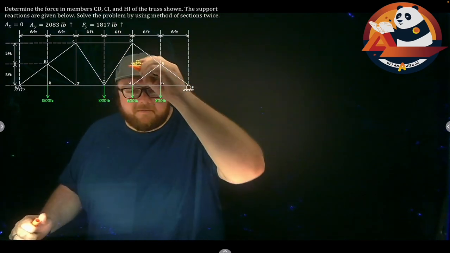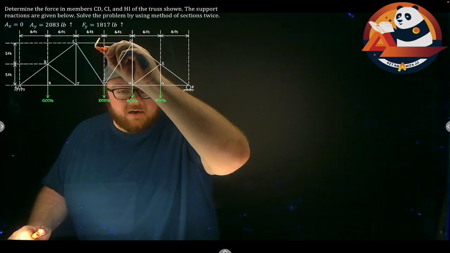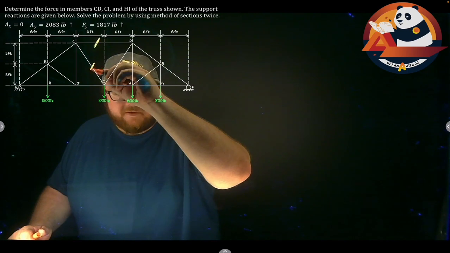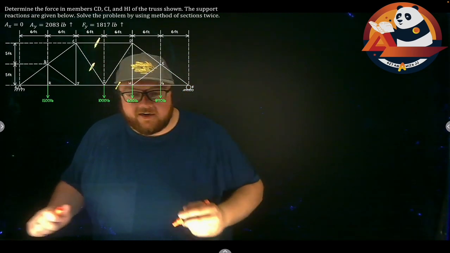Also, we're told to do this using method of sections twice, just to show that we can. So I'm looking for, let's take our members off. Member CD, that's this horizontal one up along the top. Member CI, just directly down below it. And member HI down here.